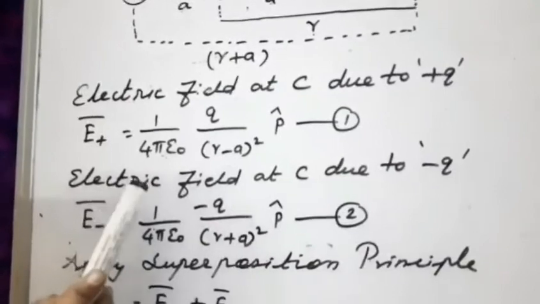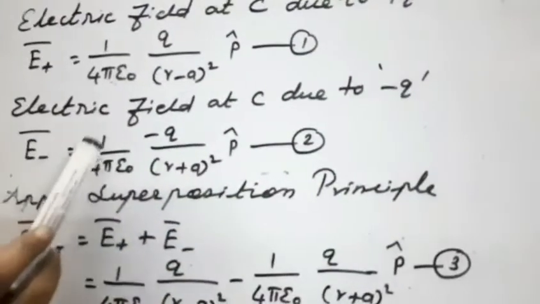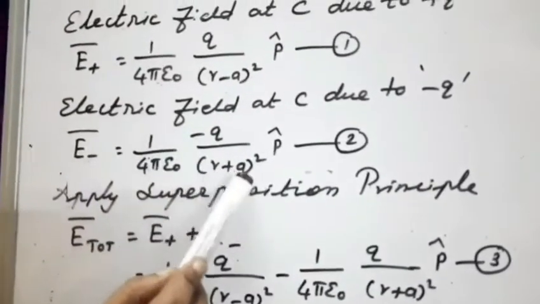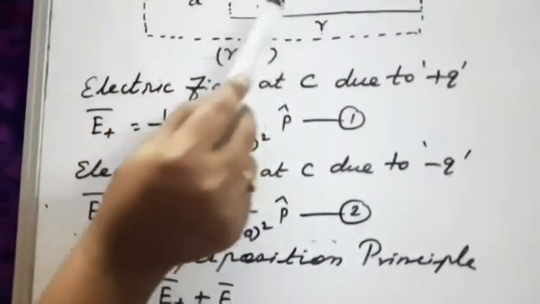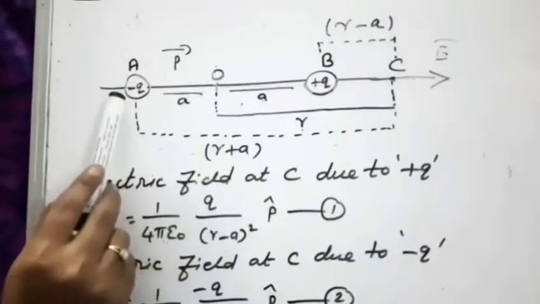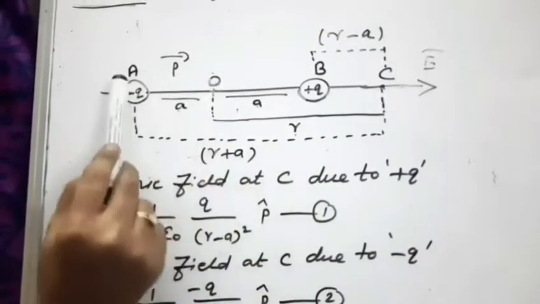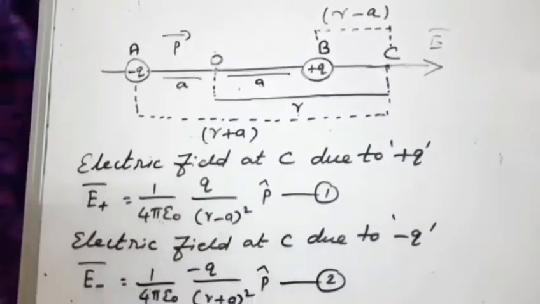Like in the second equation, the electric field at C due to minus Q, E minus bar, equals 1 by 4 pi epsilon naught, here minus Q divided by R square. R square means the distance from C to A. So O to C is R, O to A is a. Therefore, here (R plus a) whole square, P cap. Second equation.